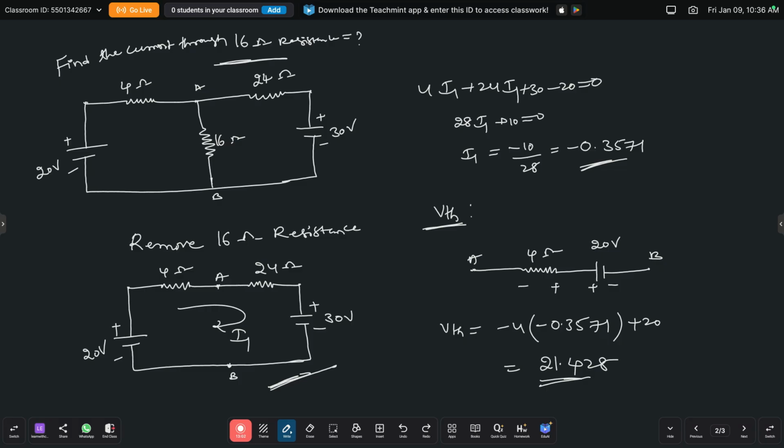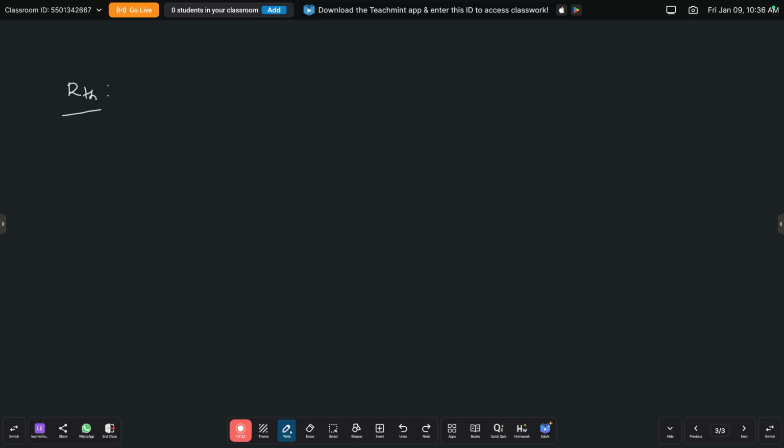The only change is that in place of the voltage source, it should be short circuited. Suppose if there is any current source, that should be open circuited. So just redraw the same circuit like this. This is the 4 ohm resistance. Again, this is the 24 ohm resistance. Here one voltage source is there, so that should be short circuited. Again, this is source 2, that is also short circuited. So here this is the 4 ohm resistance and this is the 24 ohm resistance.